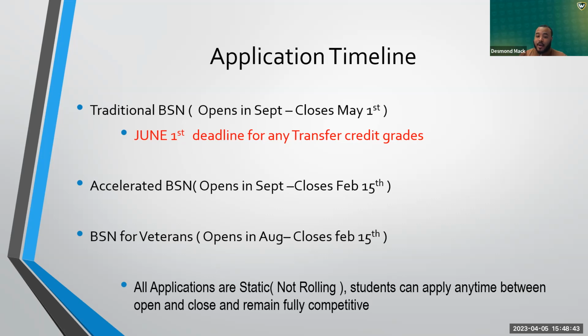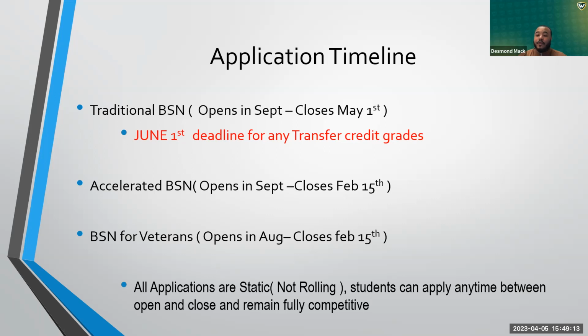The other programs have different deadlines. So the accelerated second degree nursing program and the BSN for veterans program open in September or in August as well, but they actually close on February 15th. So those programs are a little bit different. They have their own requirements, which again, if you want to learn about, come to our pre-nursing essentials workshop. And so those programs have their own separate requirements, but they close on the 15th of February.